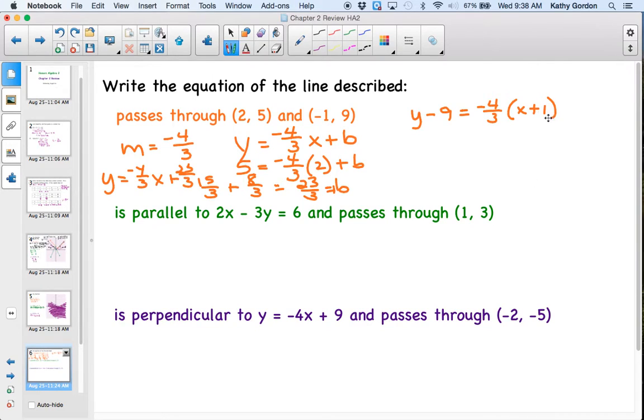We're going to need to distribute here first. So we're going to get negative 4/3 x and then minus 4/3. So then negative 4/3 times 1. And then, in order to get y by itself, we're going to need to add 9. But again, with these fractions, it's easier to think of it in terms of what is that over 3. So what is 9 as something over 3? 27. So I'm really going to add 27/3 to both sides. And I get y equals negative 4/3 x plus 23/3.